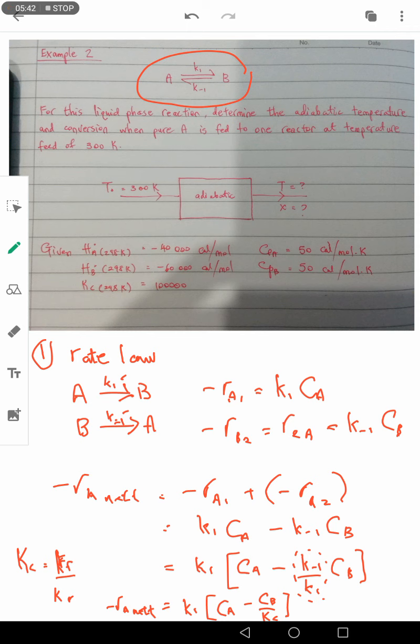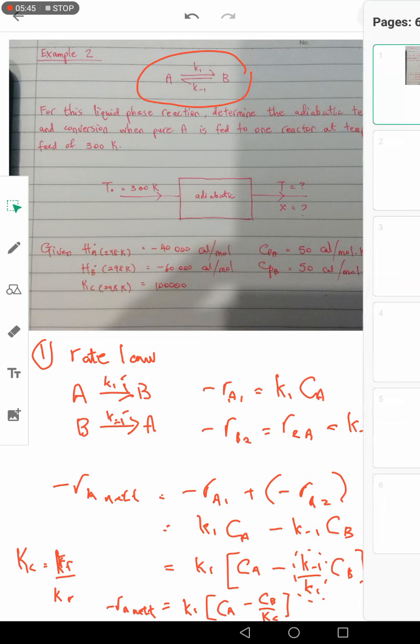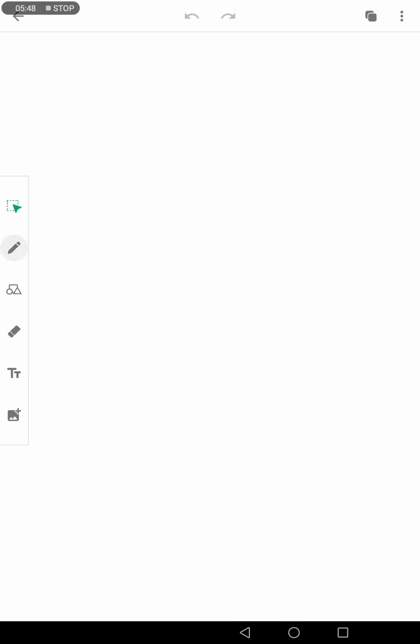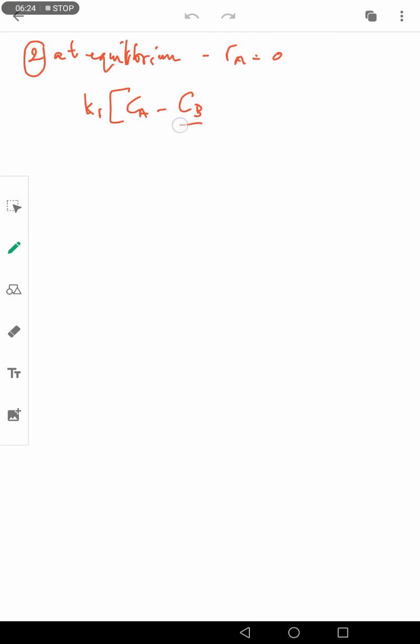Okay. So the next step is we need to find when it is at equilibrium. Negative RA equals to zero. So your just now K1 CA minus CB over Kc equals to kosong.